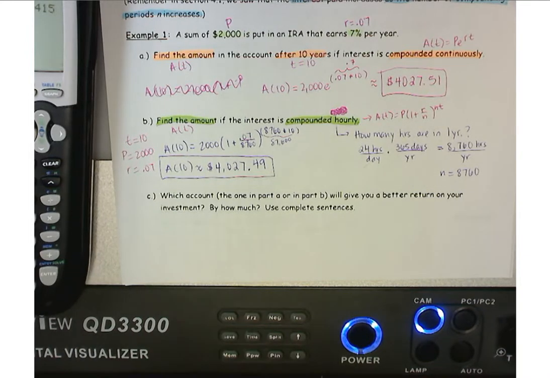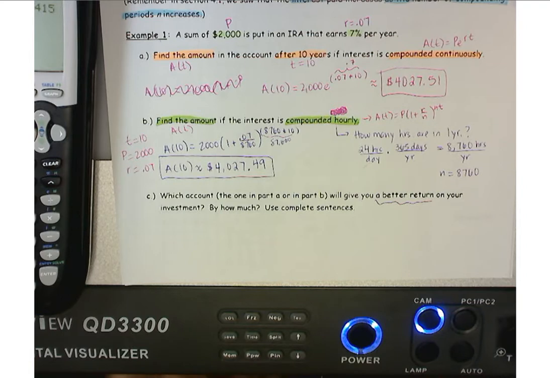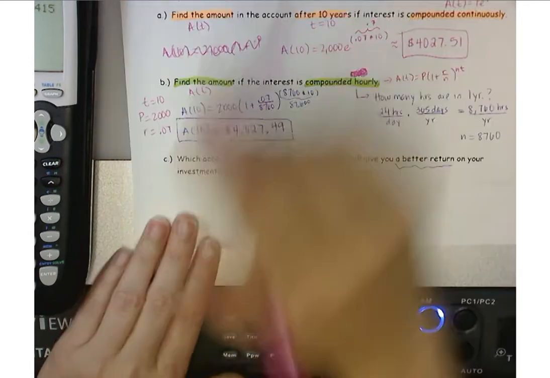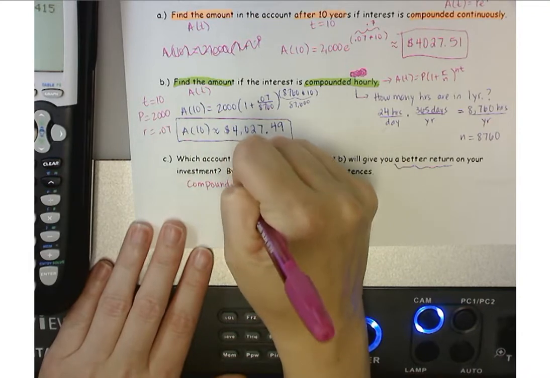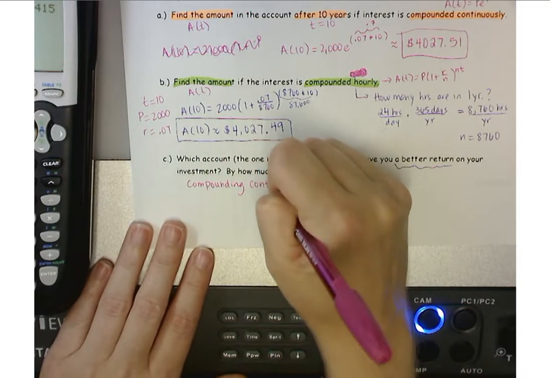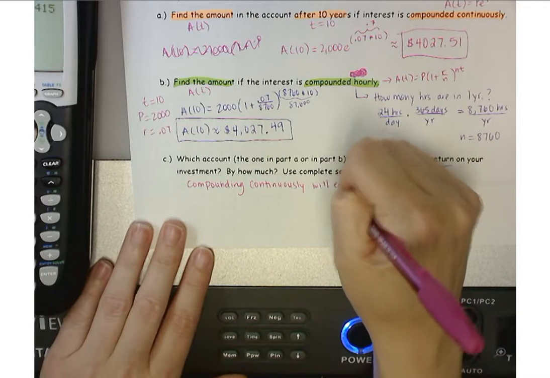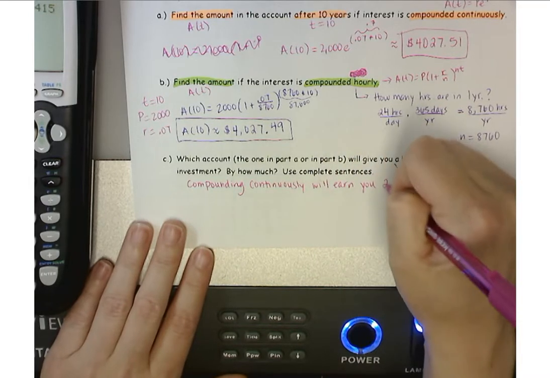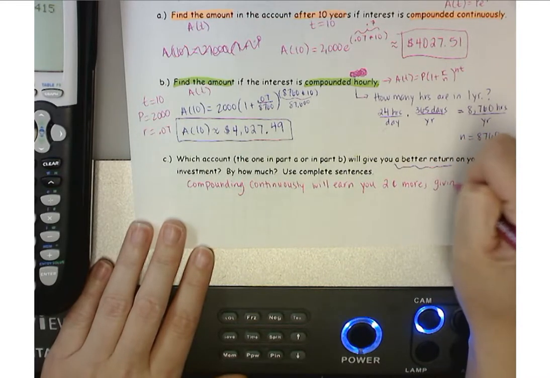However, when it asks you which one is going to give you the better return on your investment, technically it's what? It's what we did in part A, but what did we do in part A? Continuously. So let's write this out. This is the type of explanation you'll have to write on your quiz. So compounding continuously will earn you 2 cents more, giving you the better return on your investment.